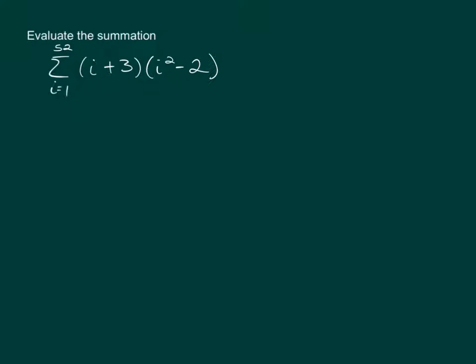So when you FOIL this, you get the following summation. The sum as i goes from 1 to 52 of i³ + 3i² − 2i − 6.